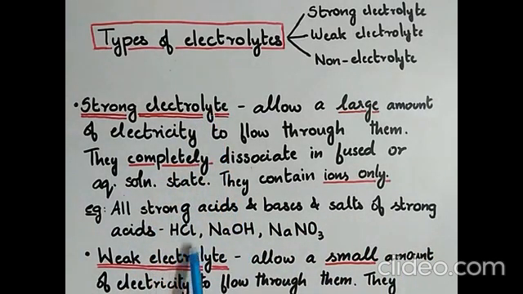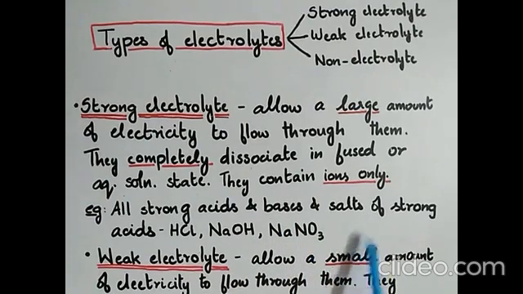I've given a few examples here. Hydrochloric acid is a strong acid. Sodium hydroxide is a strong base. Sodium nitrate is a salt of a strong acid because it is formed from nitric acid. So there are many other examples given in your textbook.